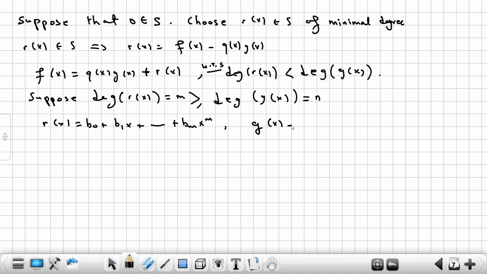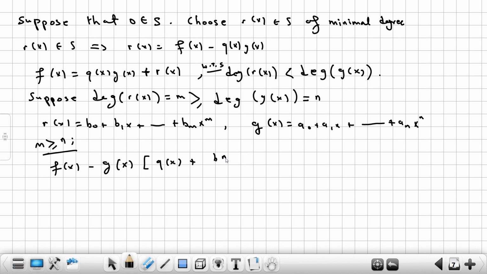Q of x, or g of x, is equal to a0 plus a1x plus etc. plus anx^n, where an is definitely different from 0. Now m is greater than or equal to n. We have f of x minus g of x multiplied by q of x plus bm over an.